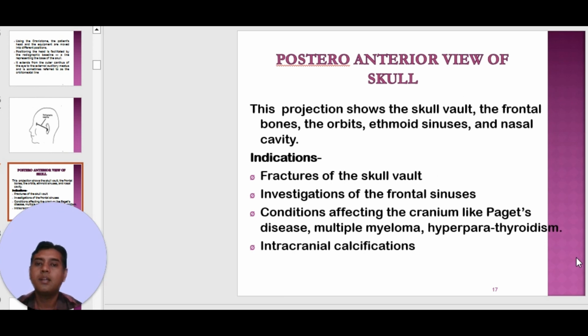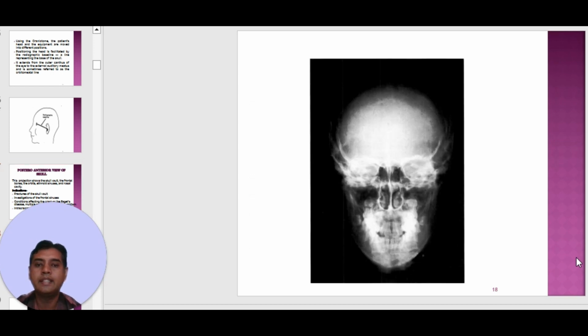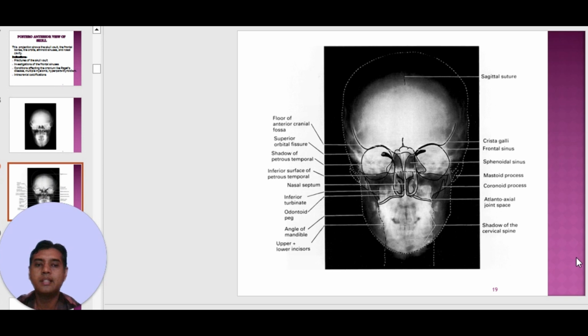Coming to the first projection, that is the posterior anterior view of the skull. This projection shows the skull vault, frontal bones, orbits, ethmoidal sinuses and nasal cavity. Indications are to evaluate fractures of the skull vault, for investigation of frontal sinuses, conditions affecting the cranium like Paget disease, multiple myeloma and hyperparathyroidism, and intracranial calcifications. This is the resultant image, with the various landmarks seen.